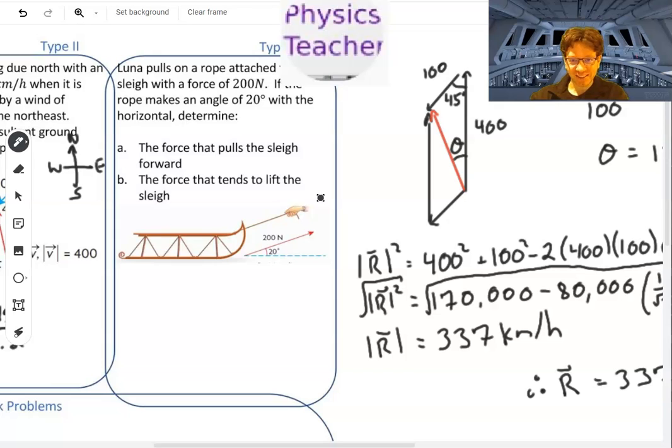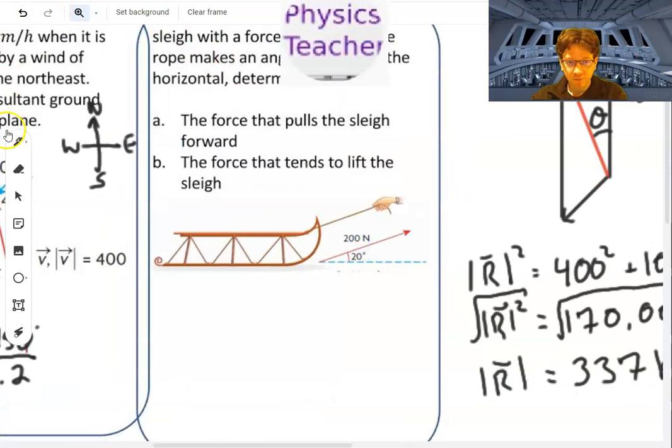Luna pulls on a rope attached to her sleigh with a force of 200 newtons, like so. If the rope makes this angle of 20 degrees with the horizontal, then what's happening is we're slightly pulling it up and we're slightly pulling it across. So the question says, with what force do we actually pull the sleigh forward, and with what force do we actually pull it up? So this vector here, let me zoom in. This vector here, we can split into components. Another reason why we do this in physics is because this clearly says we're pulling up with a little bit of force and across with a little bit of force, which we would want to know separately.